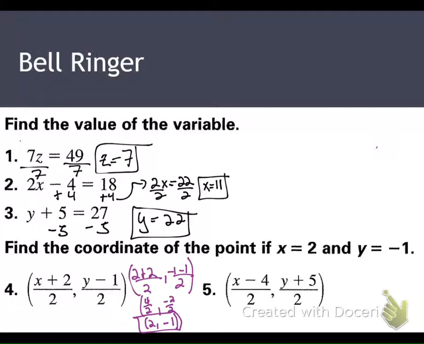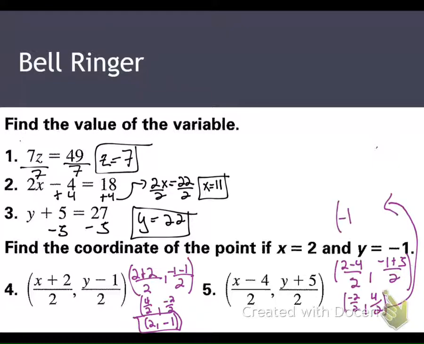And then our second one, we're going to do the exact same way. With the substitute in, we have 2 minus 4 over 2, and we have negative 1 plus 5 over 2. 2 minus 4, negative 2 over 2. And then negative 1 plus 5, 4 over 2. I'm going to write my answer above it right here so you can see it a little clearer. Negative 2 divided by 2, negative 1. 4 divided by 2, 2. Okay.